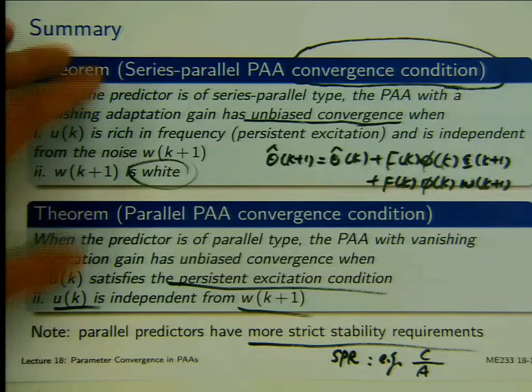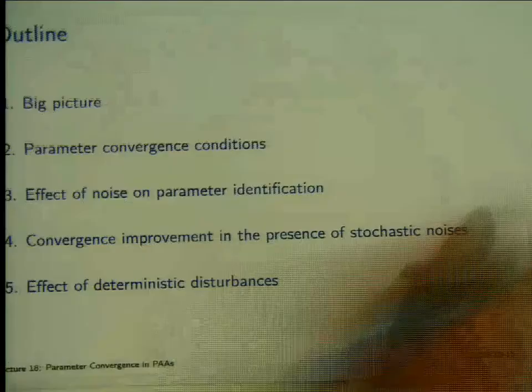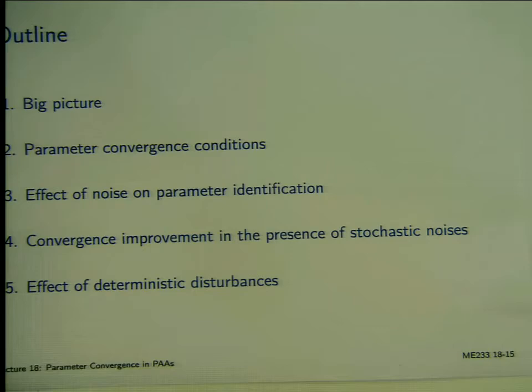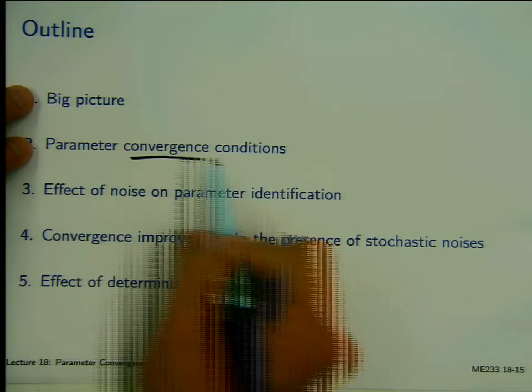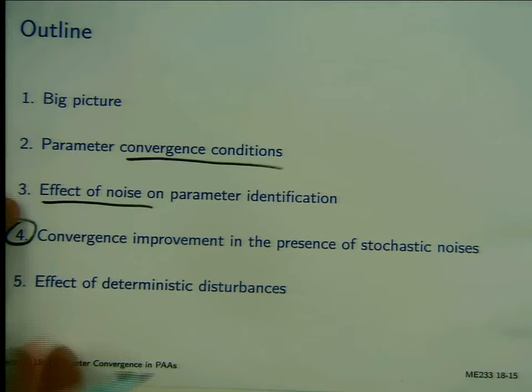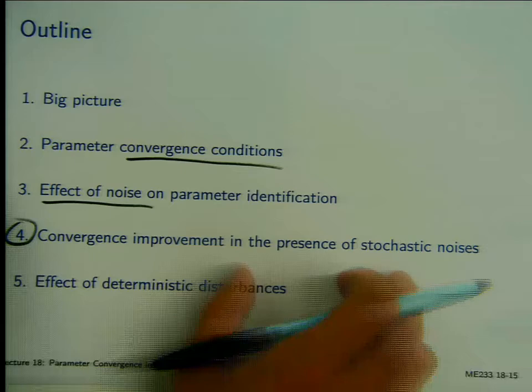So in the remaining slides, we have talked about parameter convergence conditions, we have talked about the effect of noise. So in the remaining slides, we're going to talk about how to improve the convergence in the presence of noise. Okay?